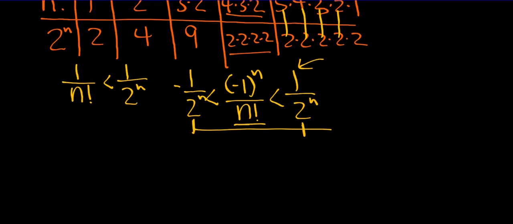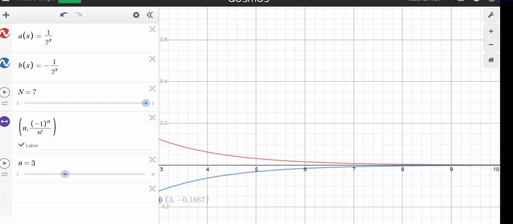So let's look at the graph of that. So here's what I've got. I've got a of x is 1 over 2 to the x. That's this red right here. And then b of x is negative 1 over 2 to the x. That's this blue right here. So I just left it continuous. I didn't just put the sequences. I just put the continuous functions there.